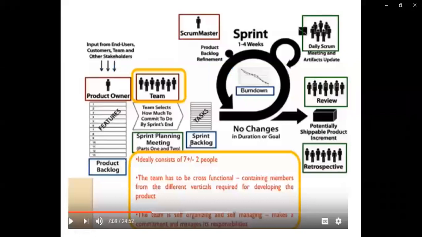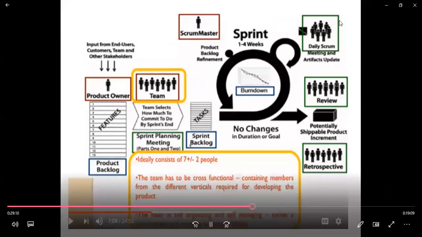Next, what exactly do I want to do now? Now let's understand the sprint planning meeting. What exactly is it? It ideally consists of 7 plus or minus 2 people, that means who are involved in the team. That means either 7 or minus 2, so how much? 5. So a maximum of 7 and a minimum of 5 people are involved in the team. The team has to be cross-functional, containing members from the different verticals required for developing the product. The team is self-organized and self-managing, which makes a commitment and manages its responsibilities. So this is required for a particular team.